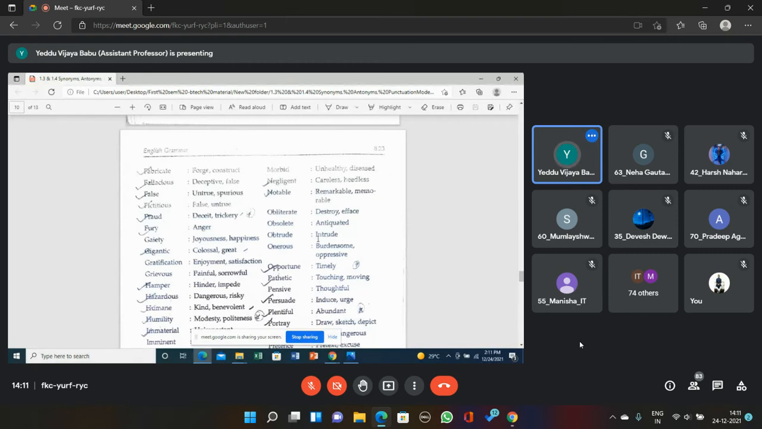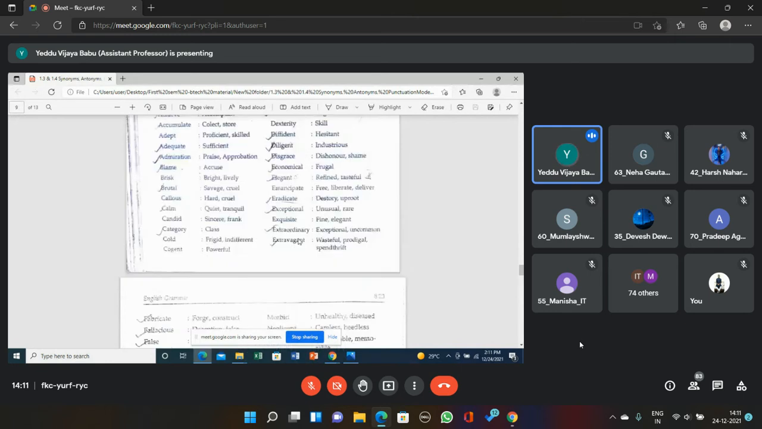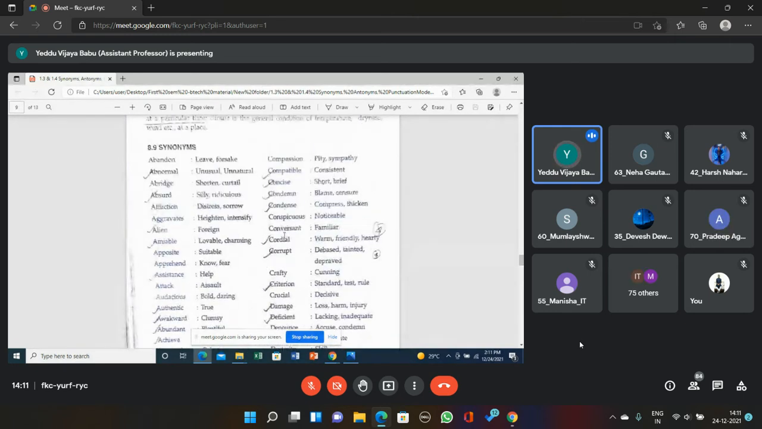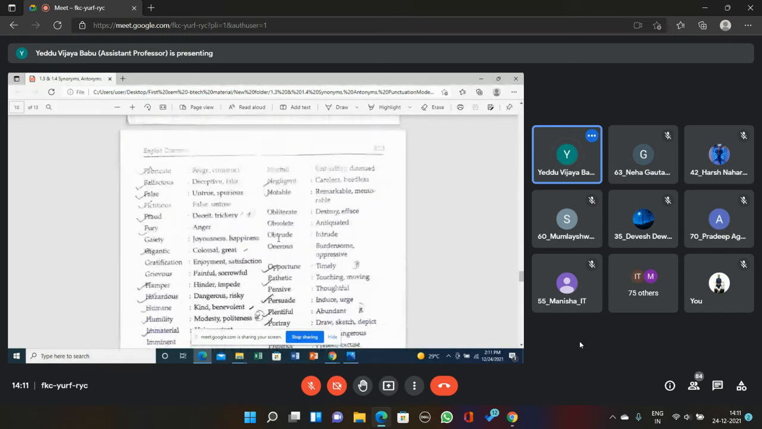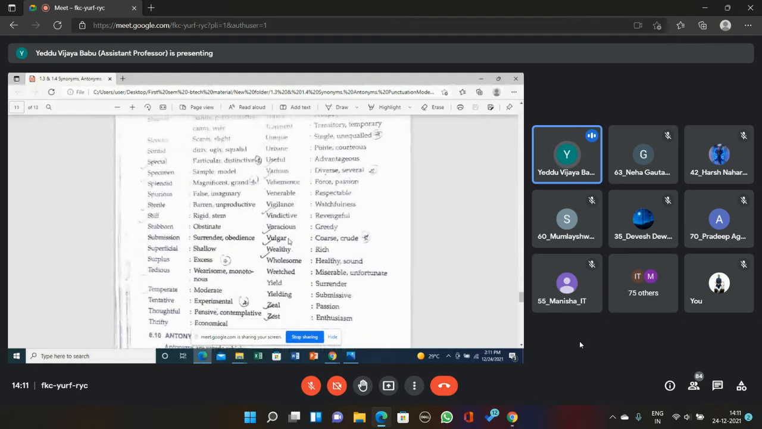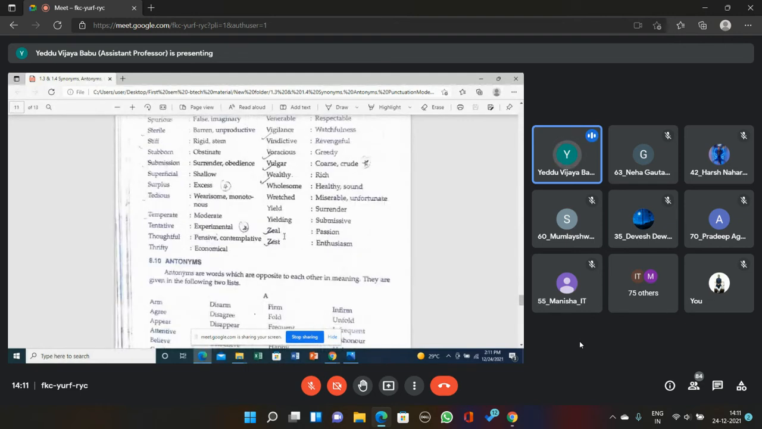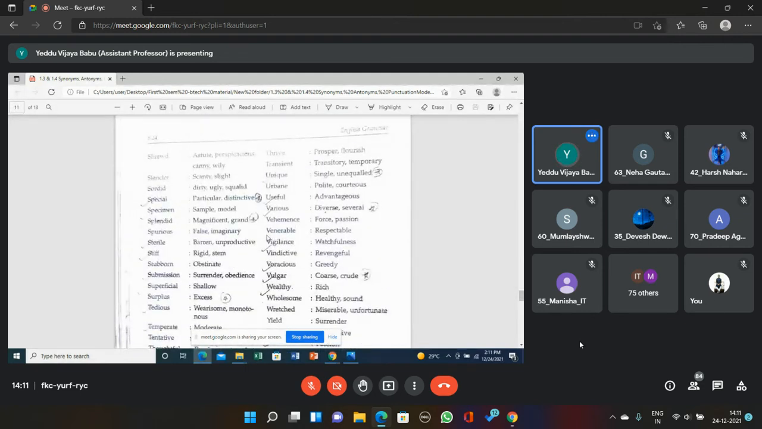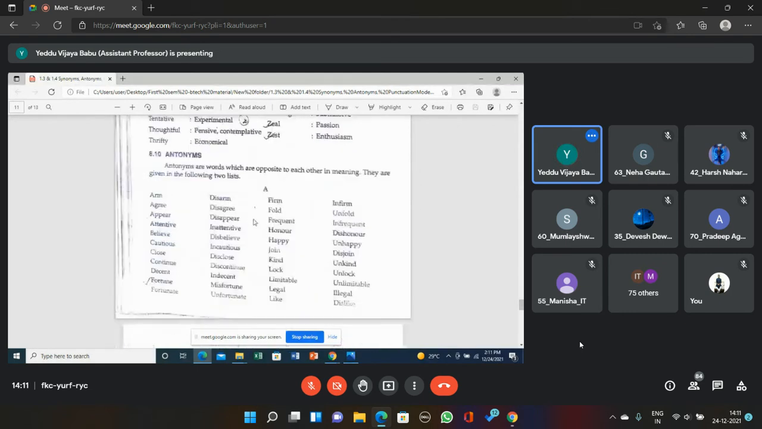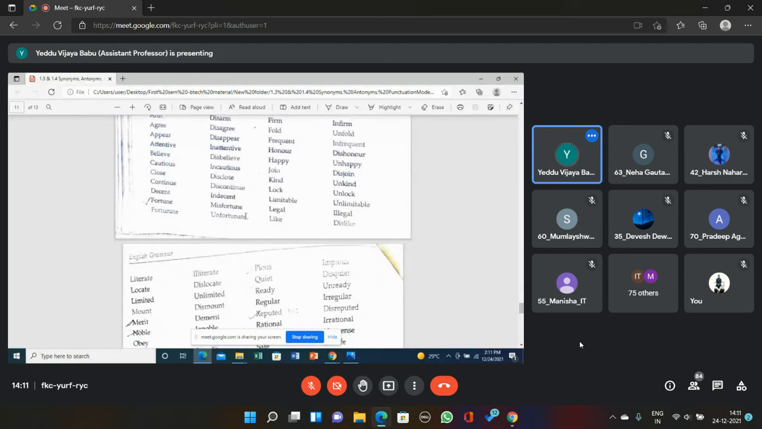These are the words which are given for your study, and under the category of synonyms, some antonyms are also given for you. Antonyms are opposite in meaning. Like in a slender, the opposition of slender is, sorry, it's a synonym word. Okay, sorry. So here, close means disclose, like this.